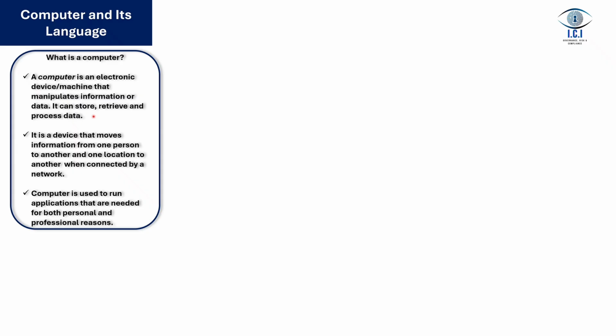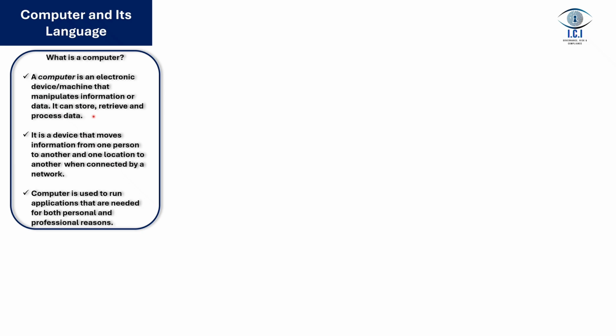One of them is electronic. When we say a device is electronic, it means that device is connected to a power source, a power supply. It can be a battery or it can be directly connected to electricity. Another keyword is manipulate. Manipulate can be defined as editing, modifying, changing something. That is manipulation. So if I am to define a computer, I will say a computer is anything that is connected to a power supply that can change, modify, or edit information or data.